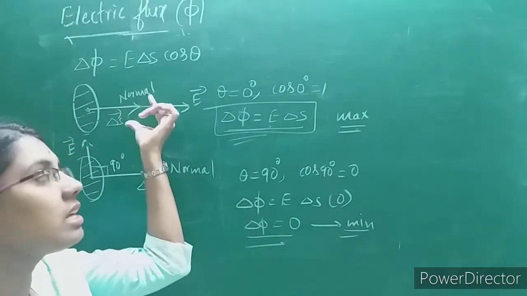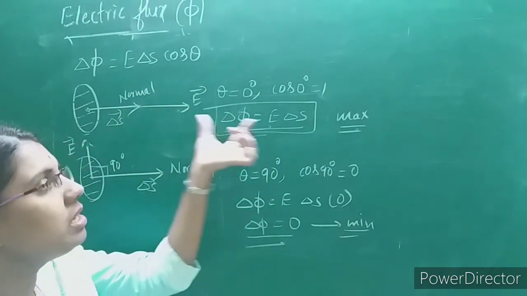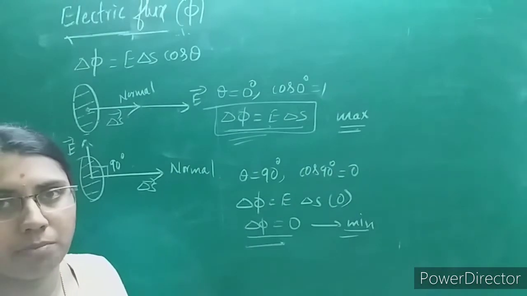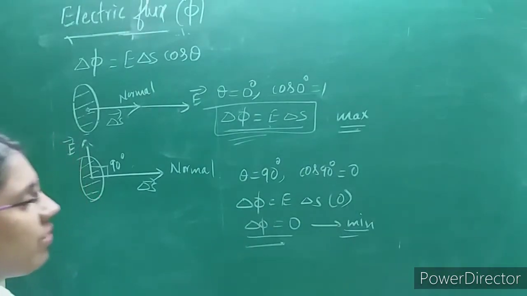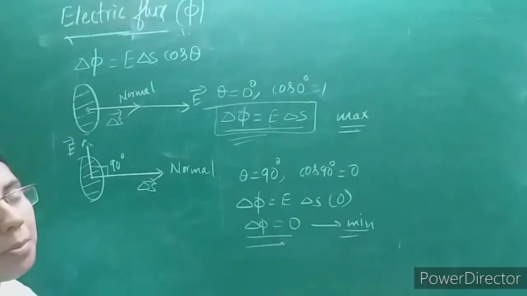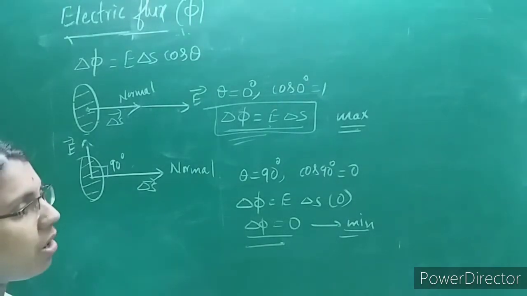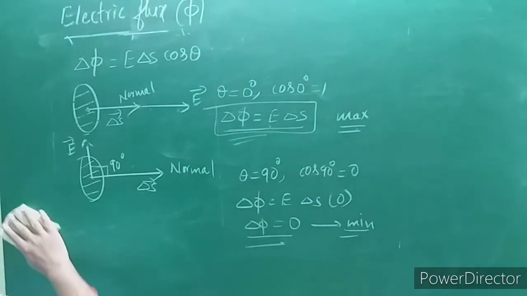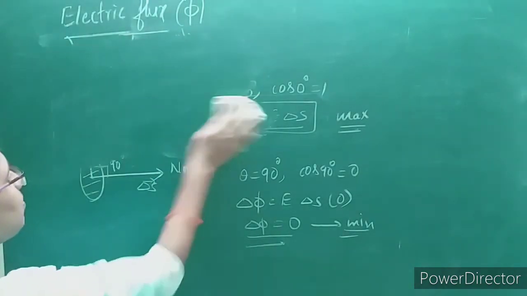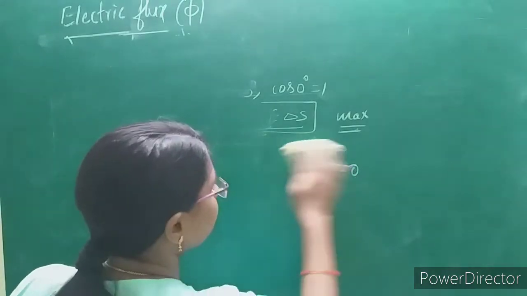If the electric field is along the direction of normal, then flux is maximum. So this is how we find out the maximum and minimum value of the electric flux. Now let me move on to discuss the next concept, that is electric dipole. This is important, electric flux.